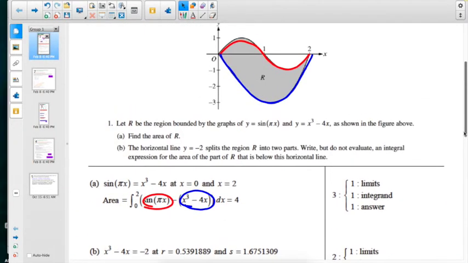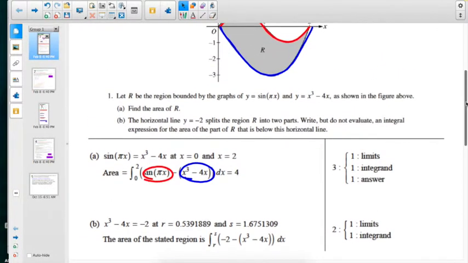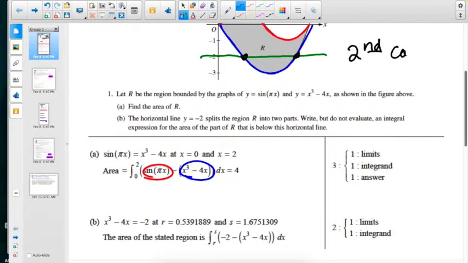And then that bottom part, I can stop moving around so much. I guess I can't really get the whole thing on the screen. That bottom part was that line at y equals -2. And this is the interesting thing. We had to do a second calc on our graphing calculator to get those points of intersection. And if you notice, this was 0.539, and this was 1.675. Okay, and this is what they did down in the rubric.